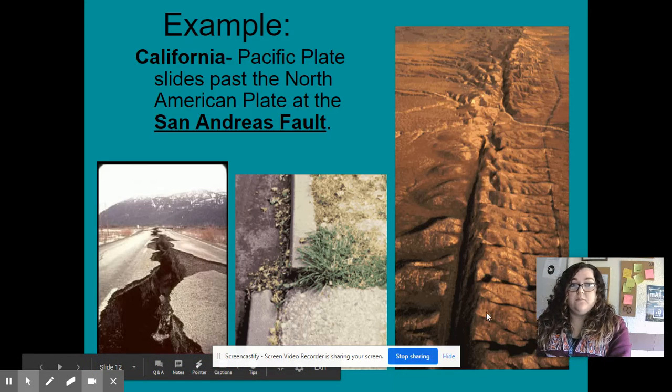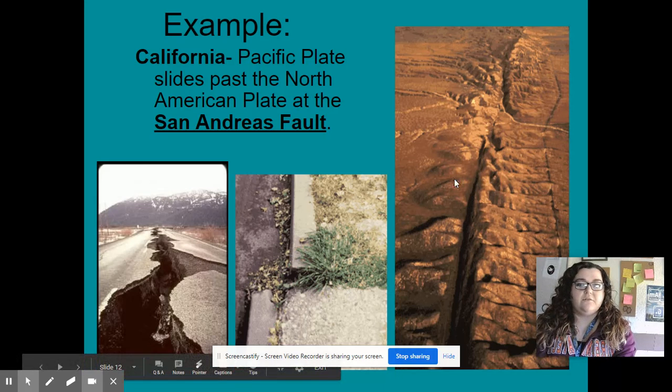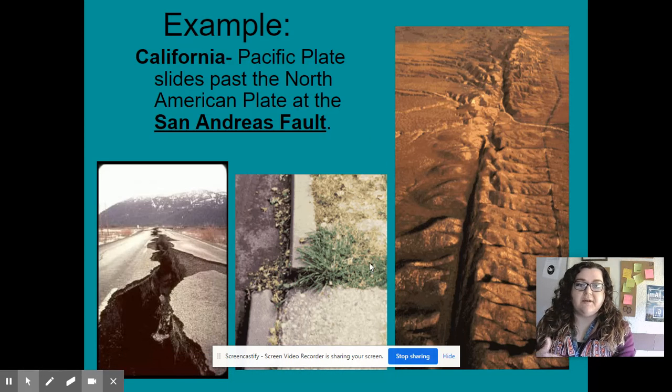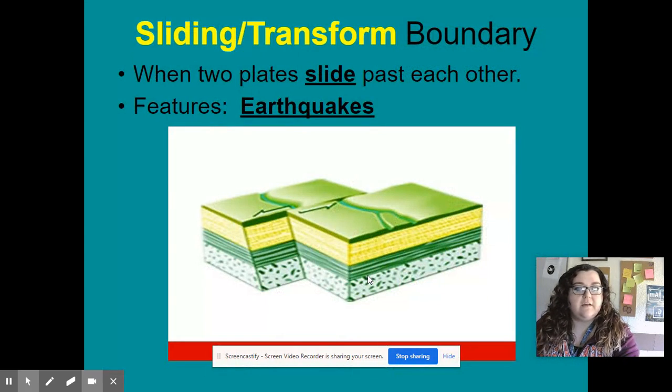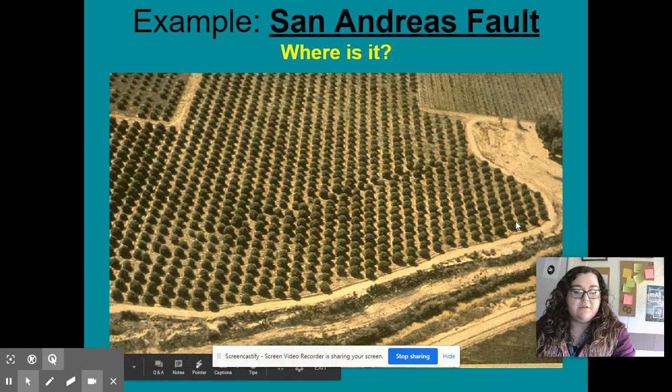But whenever these have big movements, they have big impacts like this. And sometimes these movements will go out into the towns or cities around these faults. And if the buildings aren't made properly, the buildings can be extremely damaged. So that's why whenever we talk about earthquakes, we're going to talk about the Richter scale, because the Richter scale measures the damage caused by earthquakes. We'll talk more about that whenever we get there. But yeah, San Andreas Fault is an example of a sliding or transform fault. So here you can kind of see it. It's just literally right there in the open.